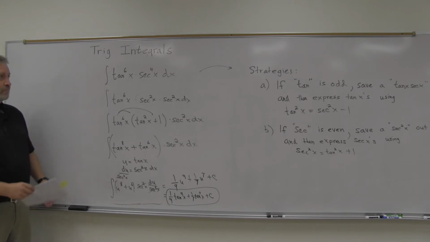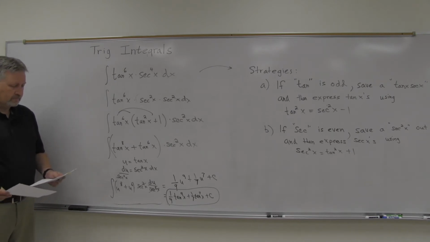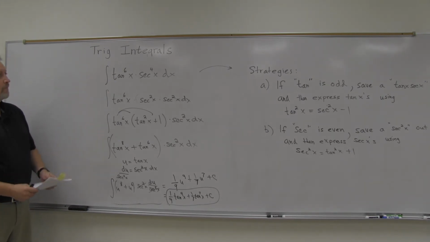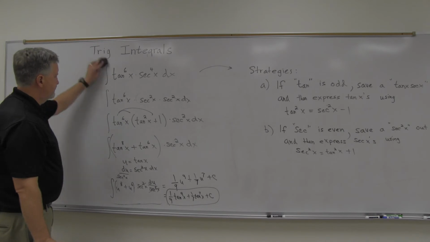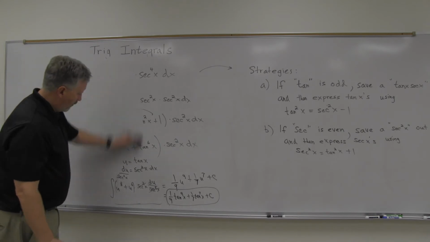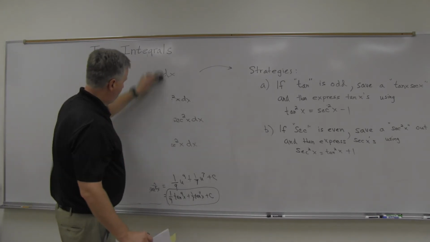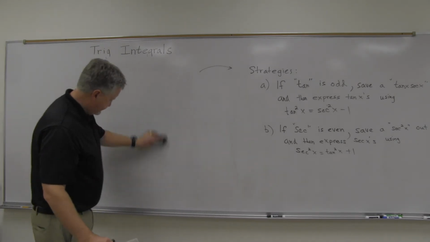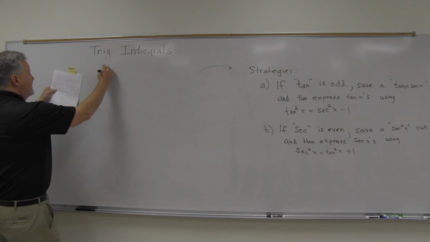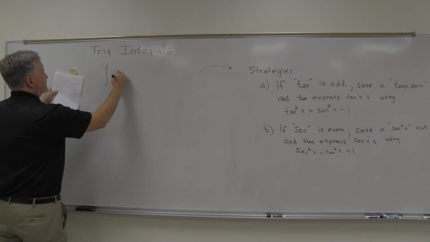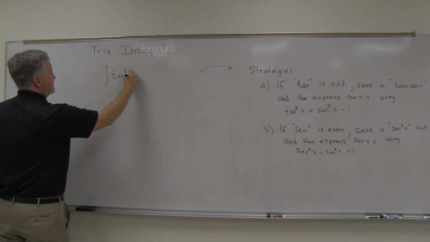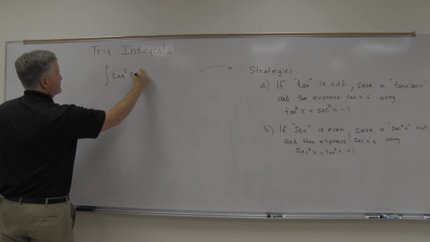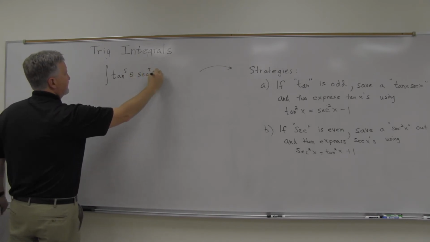Okay? Well, let's try one more here. I'll leave those strategies up there so we can reference them. All right, so it also works well on this one. Tangent to the 5th theta times secant to the 7th theta d theta.